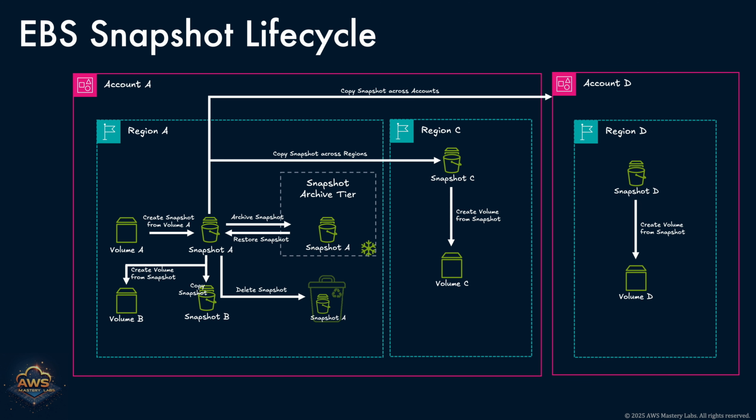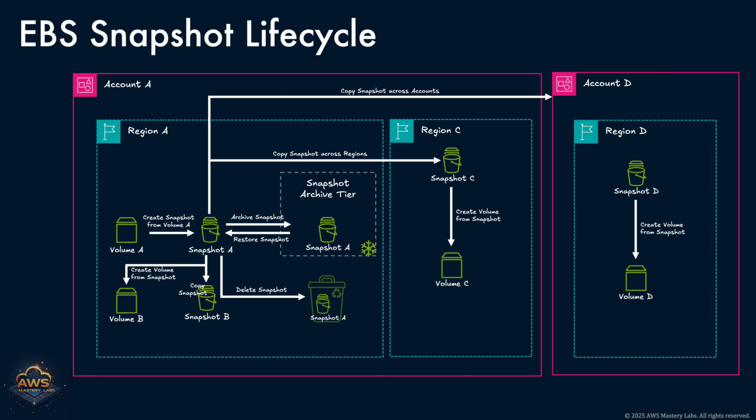Amazon EBS also supports cross-account snapshot sharing, allowing you to share snapshots between different AWS accounts. This is particularly useful in multi-account architectures, where development, testing, and production environments are isolated into separate accounts. To share a snapshot, you begin by modifying the snapshot's permissions and explicitly granting access to one or more target AWS account IDs. Once shared, the snapshot becomes visible in the target account, though it remains stored in the original region and under the ownership of the source account.